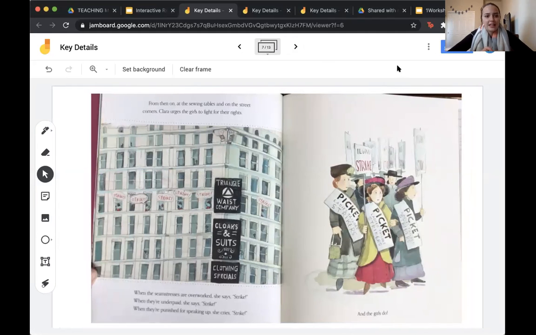From then on, at the sewing tables and on the street corner, Clara urges the girls to fight for their rights. When the seamstresses are overworked, she says, strike. When they are underpaid, she says, strike. When they're punished for speaking up, she cries, strike. And the girls do.